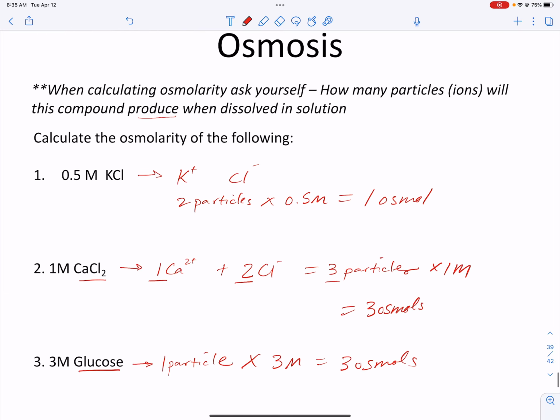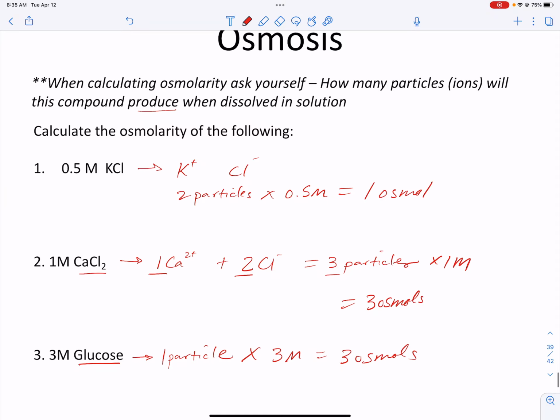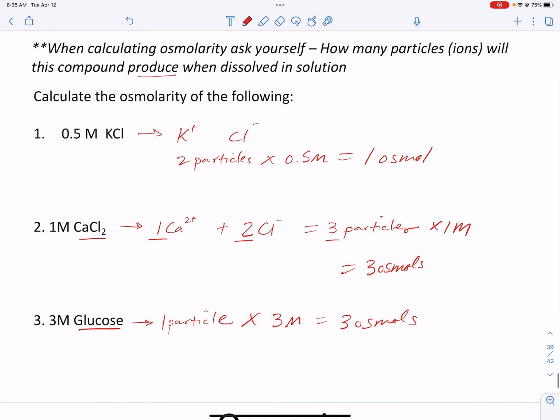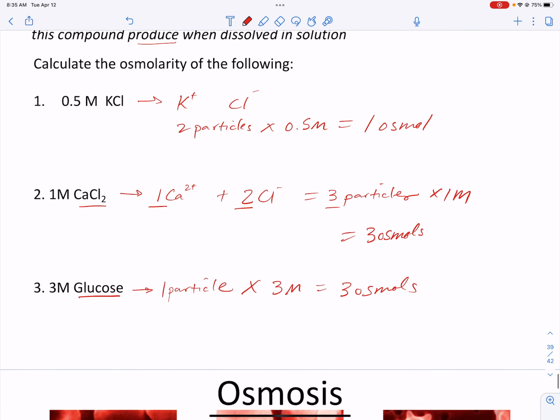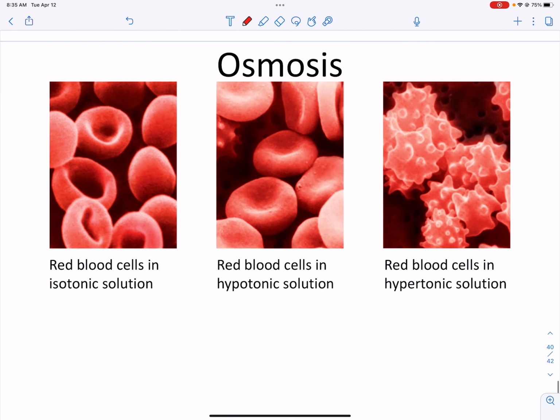Okay. So that is some example and some practice with calculating osmolarity from compounds. There's some more really good practice problems in the back of chapter 9 in the textbook. Okay, osmosis.